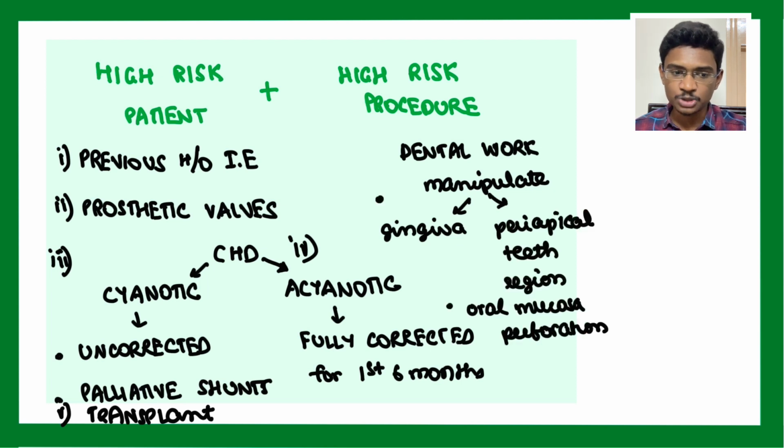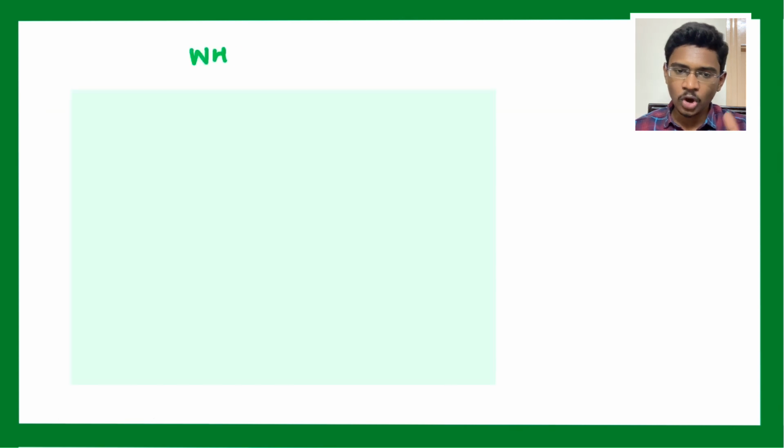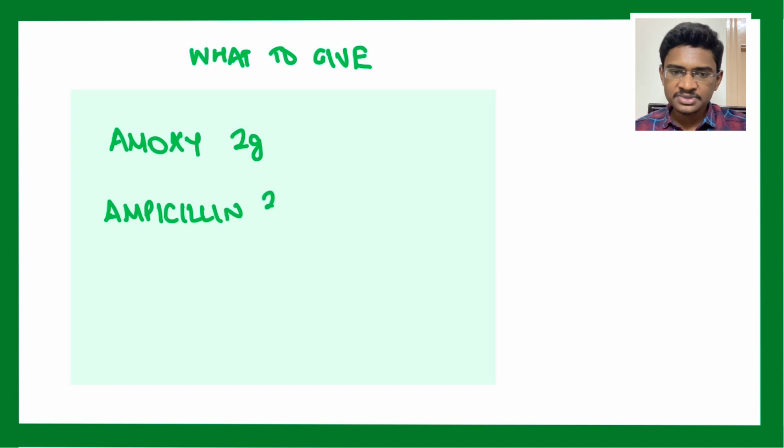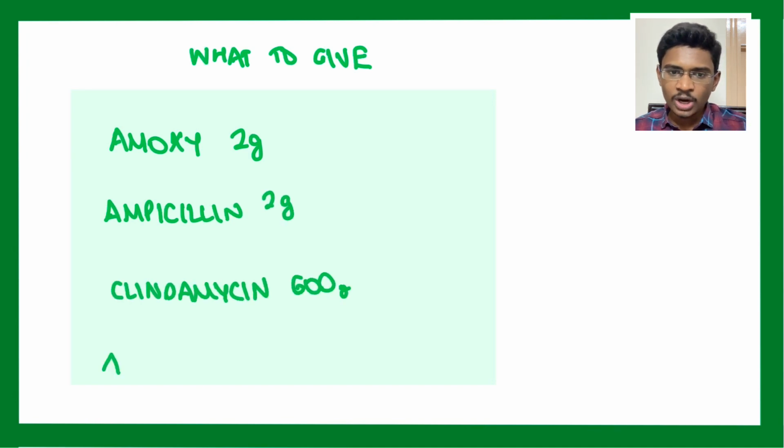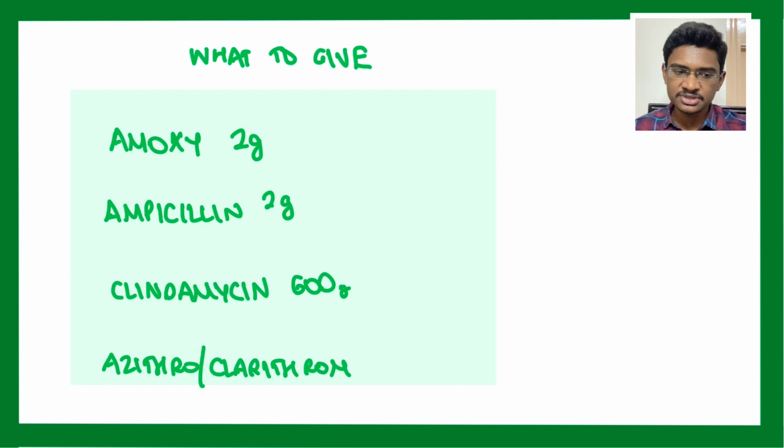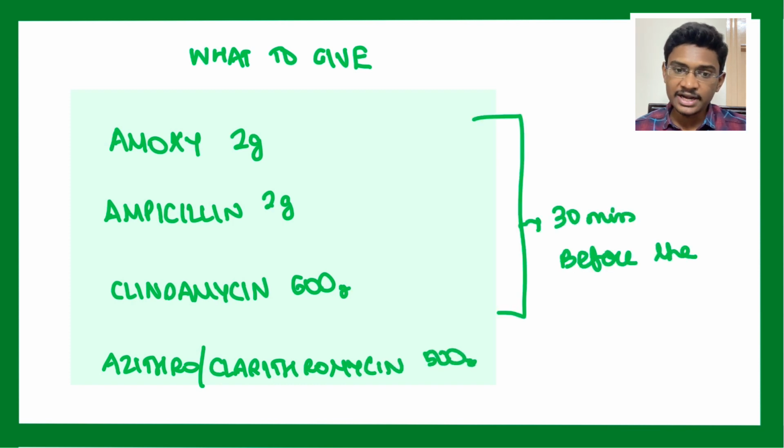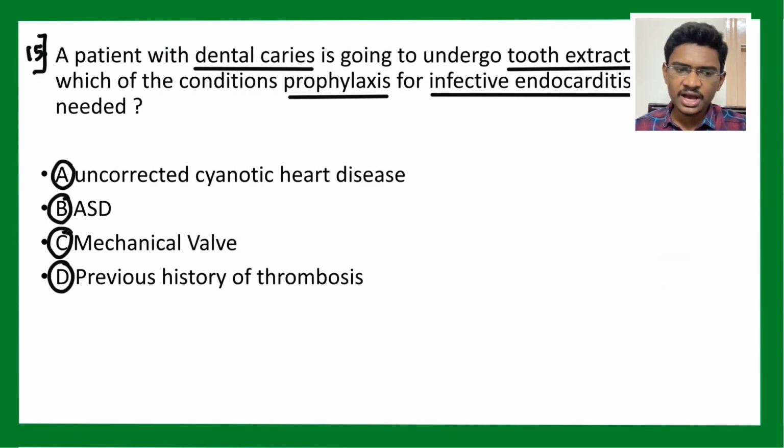Now we will see high risk procedures. High risk procedures means any dental work involving manipulation of the gingival tissue or periapical portion of the tooth, or any perforation of oral mucosa. All are high risk procedures. So what to give in this? Ampicillin 2 grams, or azithromycin or clarithromycin 500 mg, or you can give clindamycin 600 mg. Everything half an hour before the procedure, only a stat dose. The most fitting option will be ASD.